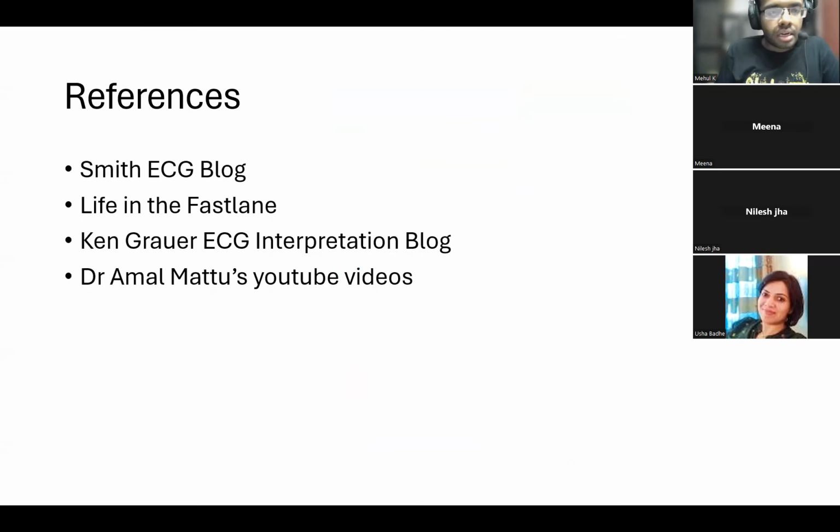So these are the references that I would like to mention that I used for making these slides, and I find extremely useful while learning ECGs: Smith ECG blog, Life in the Fast Lane, Ken Grauer's ECG interpretation blog, and Dr. Amal Mathur's YouTube videos on ECGs. All of these are very useful resources. Of course, you can also refer to other books as well. But I feel for taking your ECG reading skills from average to above average, these are the things that you have to refer to in order to do that.